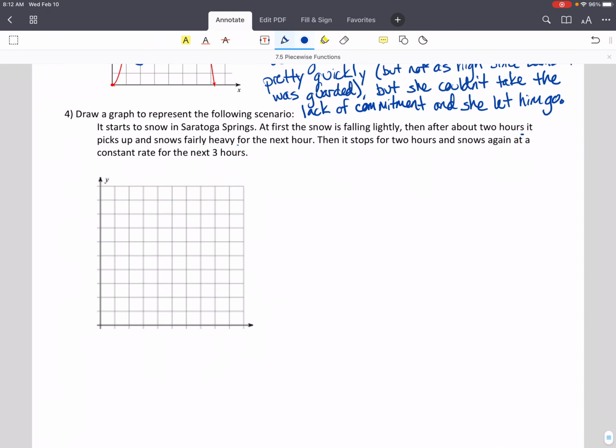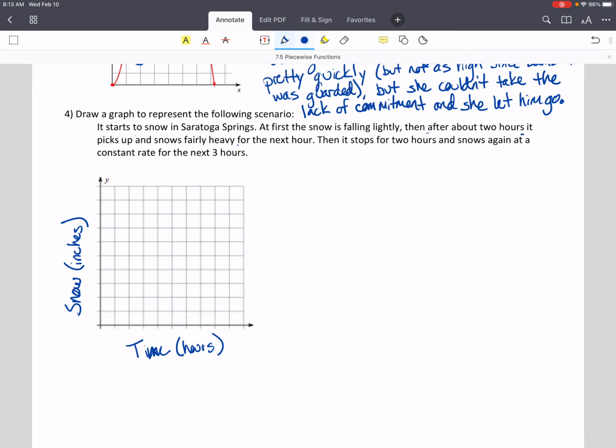Let's look at maybe a scenario you would get not about my relationships, huh? Okay. Draw a graph to represent the following scenario. It starts to snow in Saratoga Springs. At first the snow is falling lightly, then after about 2 hours it picks up and snows fairly heavy for the next hour. Okay, so let's just start by calling this time in hours. And let's say snow in inches. And this is going to be the amount of snow on the ground.